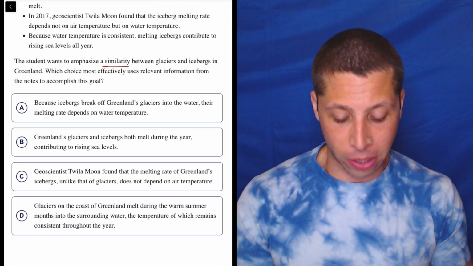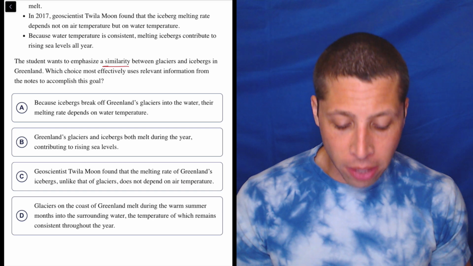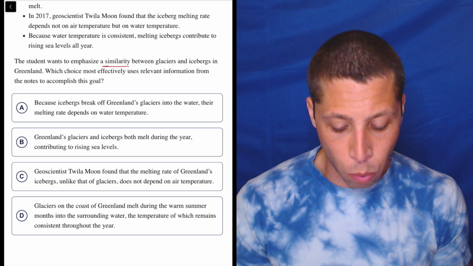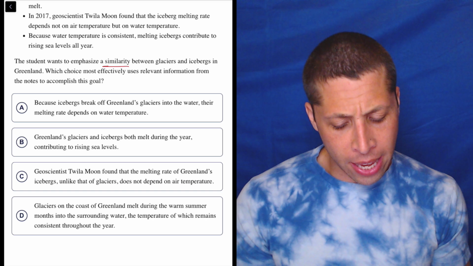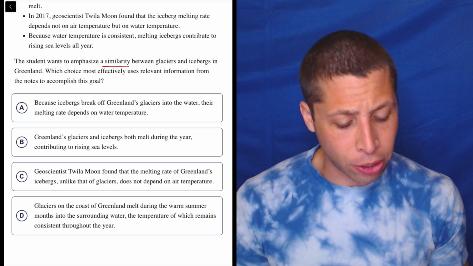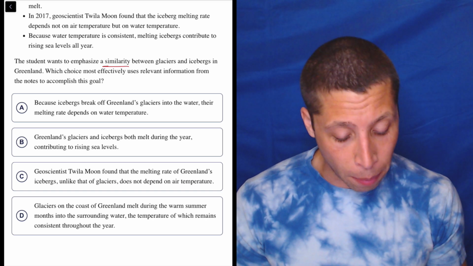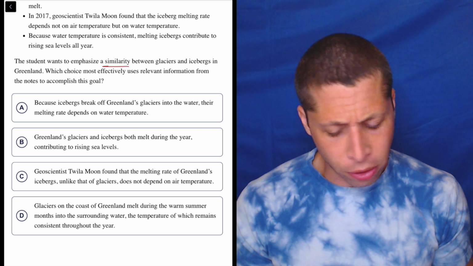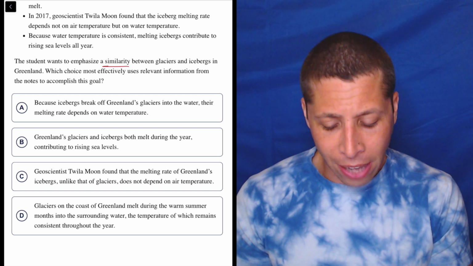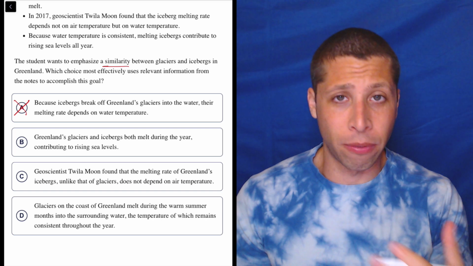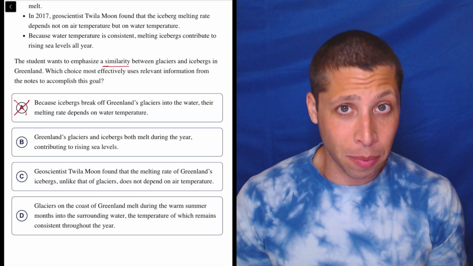We're not going to read the bullet points. Let's just go right to it. Choice A, because icebergs break off Greenland's glaciers into the water, their melting rate depends on water temperature. Well, it doesn't sound like a similarity between glaciers and icebergs. It sounds like a relationship, but it doesn't say they're the same, right? I mean, I don't know, maybe because they're made of the same stuff, but I just don't really like this choice. It feels like I'm trying to force it in. It should just say a similarity.